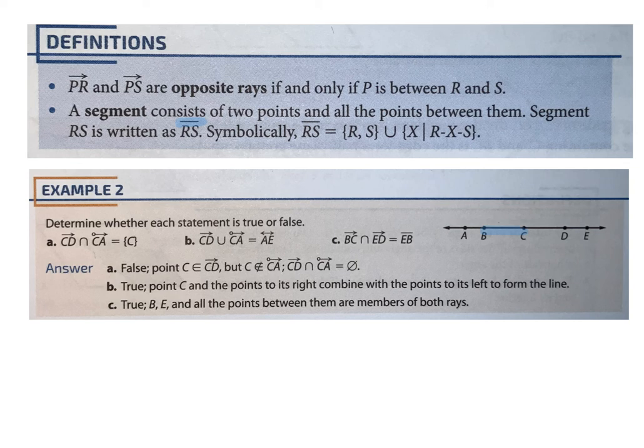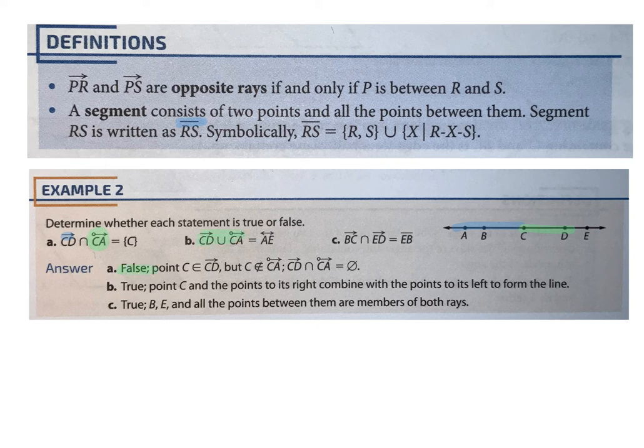Determine whether each statement is true or false. It says CD intersected with CA is C. Now notice your notation here. CA intersected with CD is C. The problem here is this right here. That's a half line, and it does not include C. By definition, intersection means that it has to include it, they both include. So this one is false, all right?